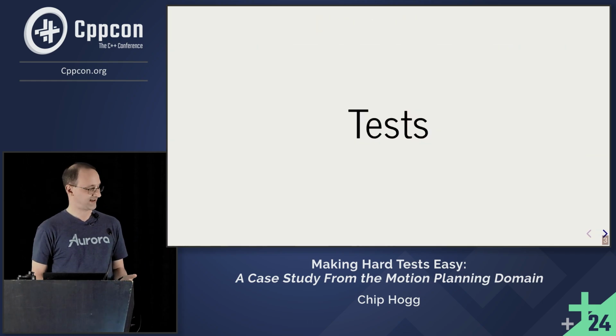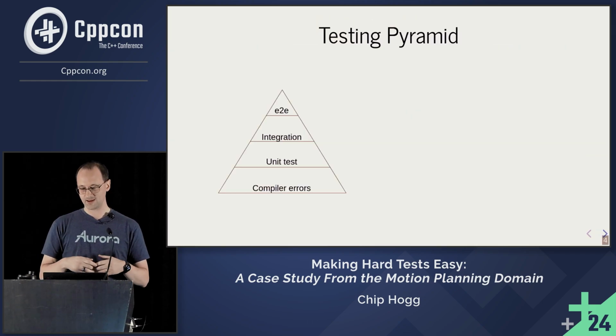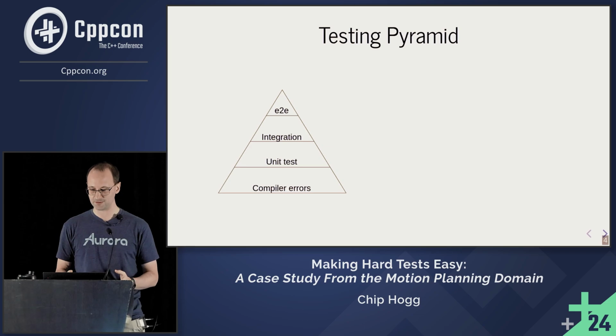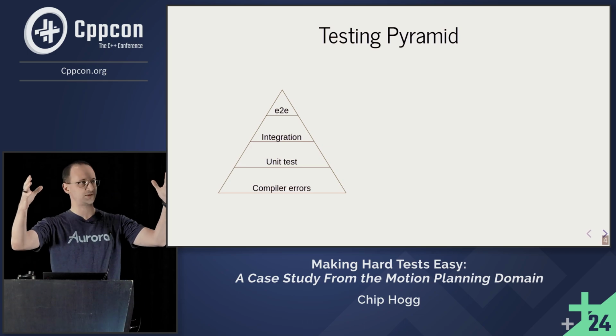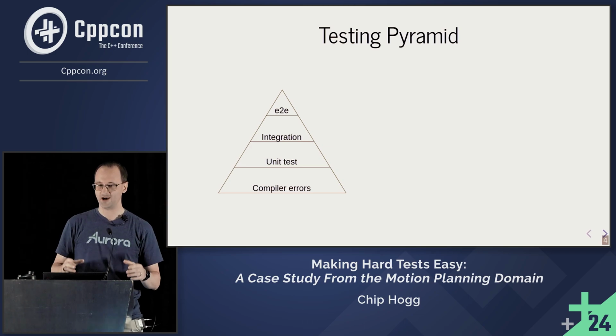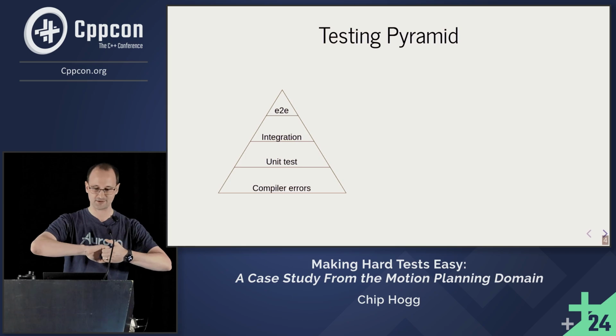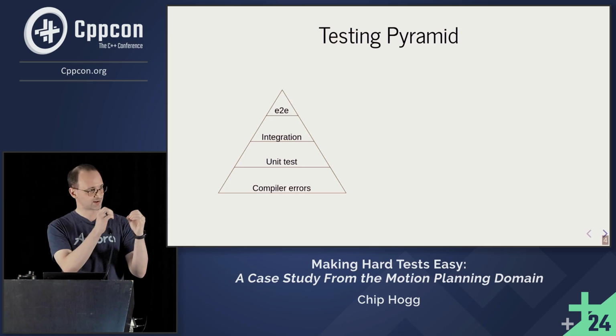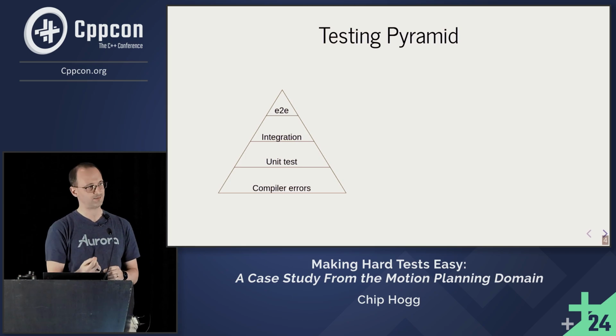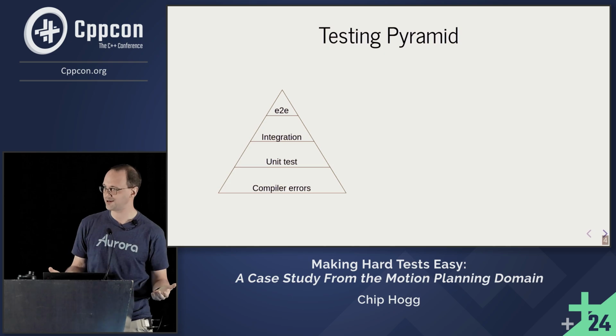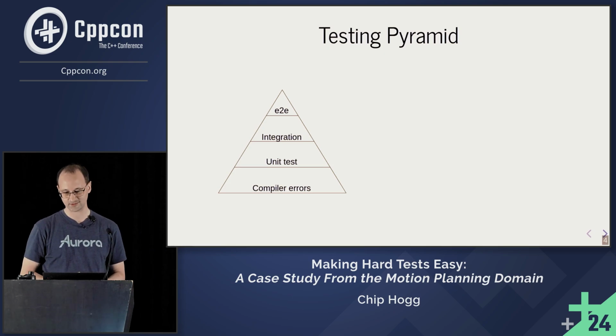So let's talk a little bit about tests generally. They come on a spectrum. They range from end-to-end tests, where the scope is the whole system. Then you have integration tests, which test that the parts work together, and unit tests, which test individual components. Even compiler errors can be a kind of test at the line or subline level.